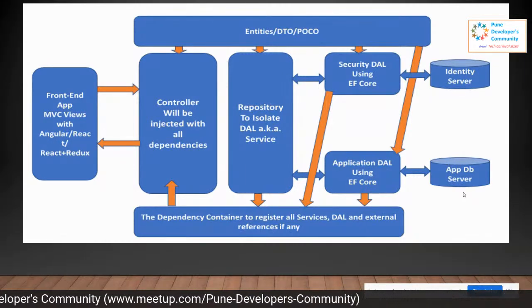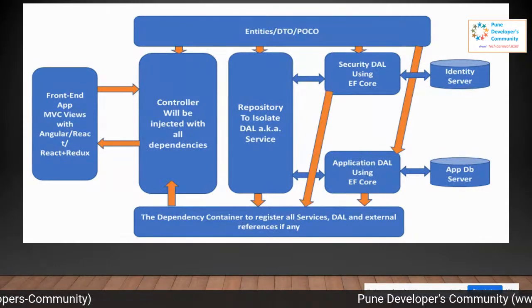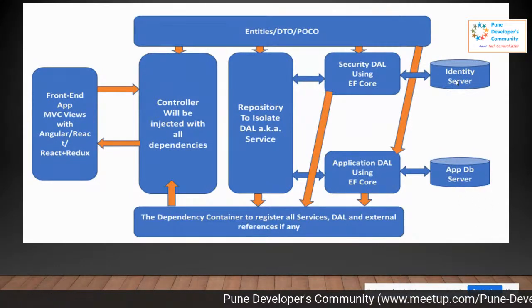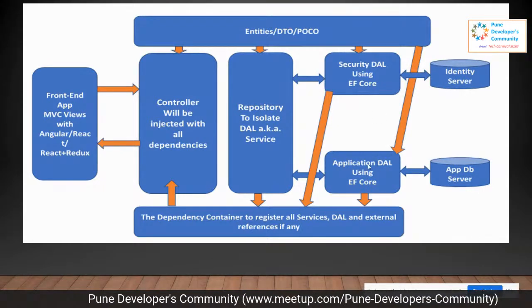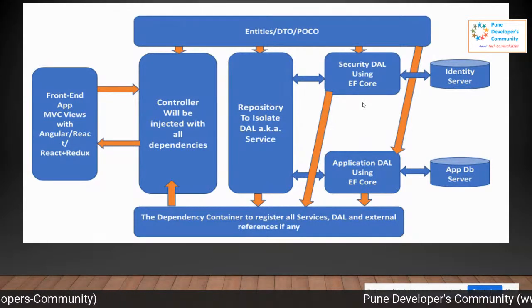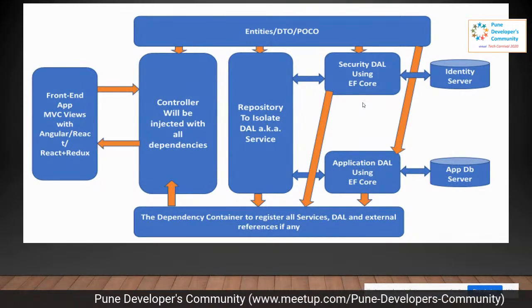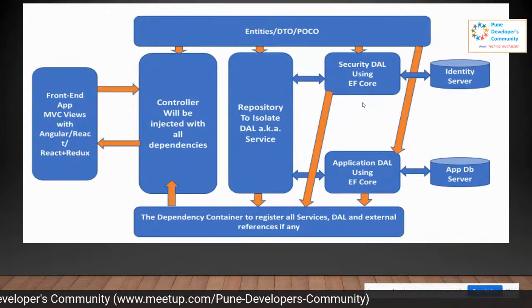So we call it an identity server. Now for this application data as well as for the identity server, you should have separate data access layers. So you can make use of an ORM, that is Entity Framework Core. You can make use of that, and then you can work on all the CRUD operations.